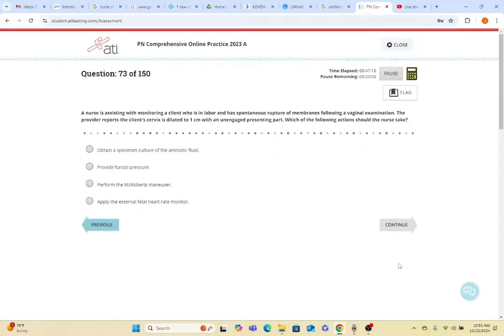Let's see, why did they pick fetal status? If the mother is losing oxygen, the baby's also affected. Let's read it. Oh, the oxygen.